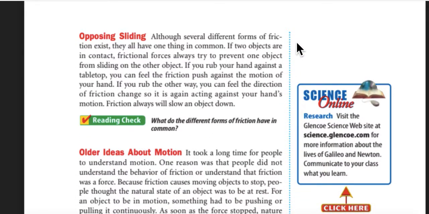Opposing sliding. Although several different forms of friction exist, they all have one thing in common. If 2 objects are in contact, frictional forces always try to prevent one object from sliding on the other object. If you rub your hand against the tabletop, you can feel the friction push against the motion of your hand. If you rub the other way, you can feel the direction of the friction change, so it is again acting against your hand's motion. Friction always will slow an object down.